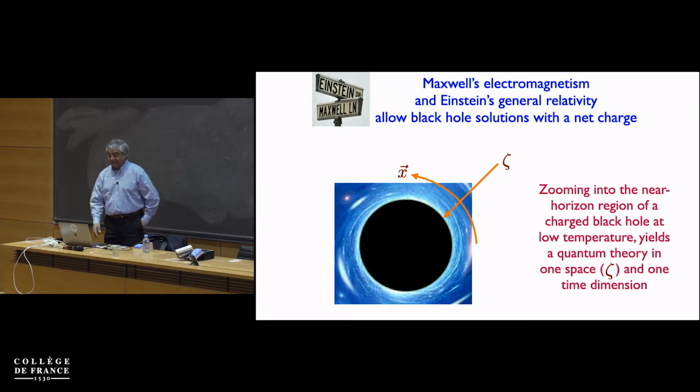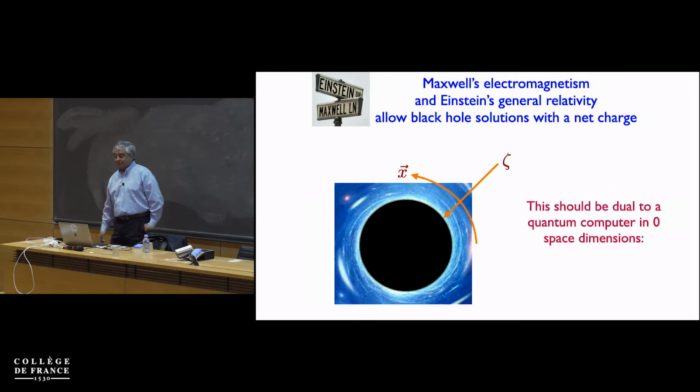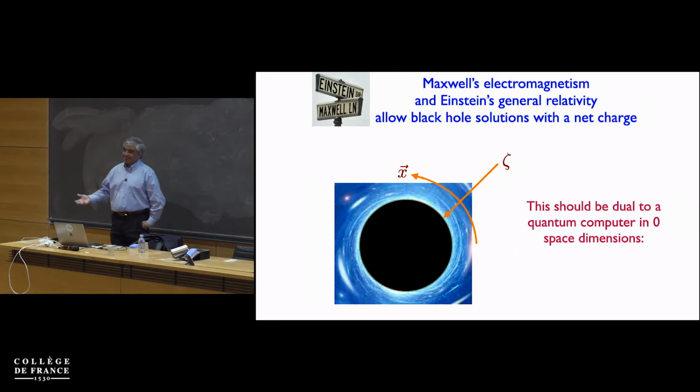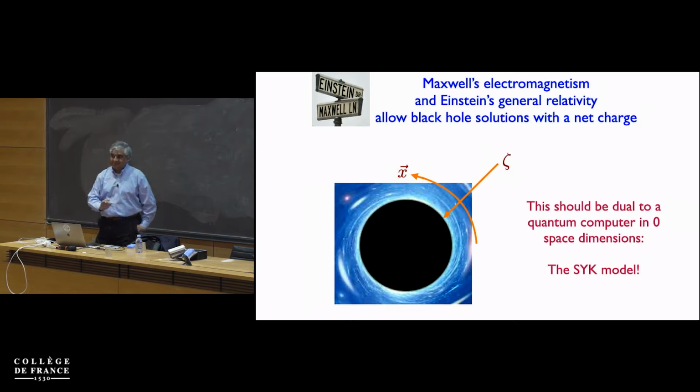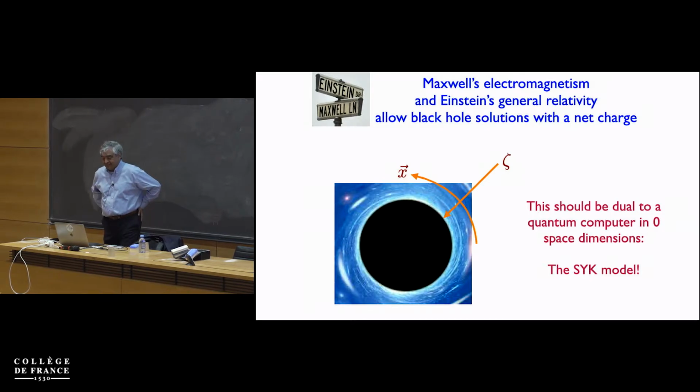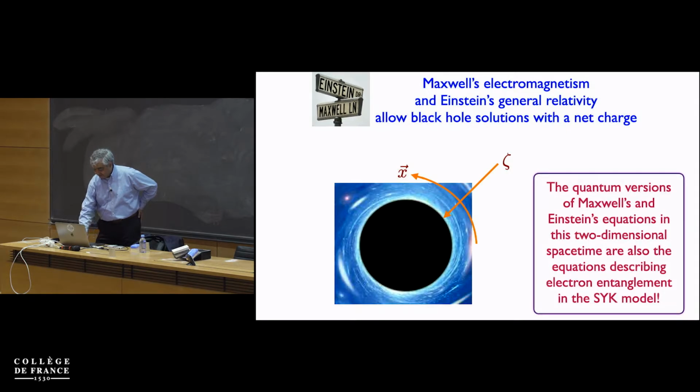So if that's correct, you can just focus on one space and one time dimension, and if holography still applies, then this should be dual to a quantum computer in 0 space dimensions, because you go down from 1 to 0, okay? So you want a quantum computer in 0 space dimensions, which has Planckian time dynamics. And that's, of course, the SYK model. So this is just a very general way of guessing that there might be a connection. Okay, so that's just a very general introduction.